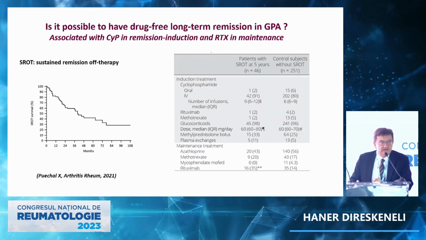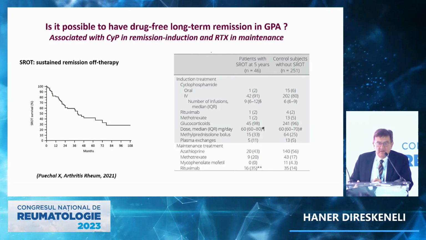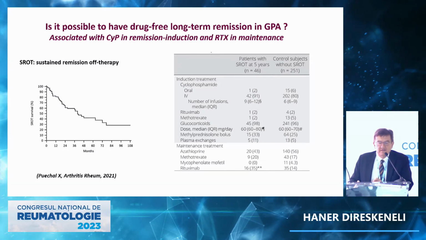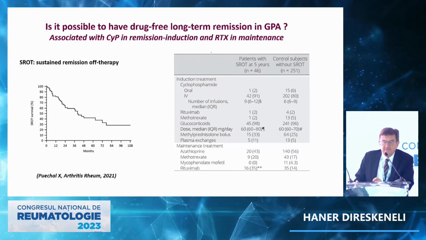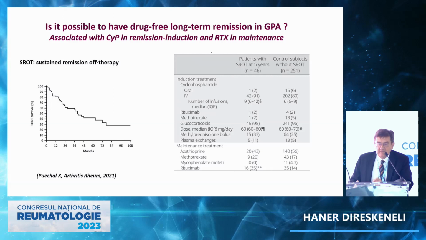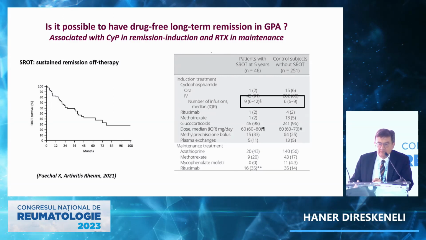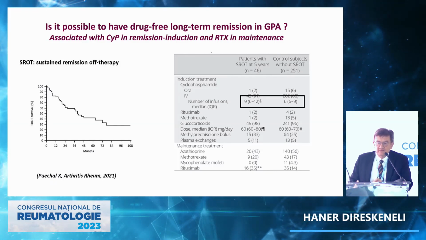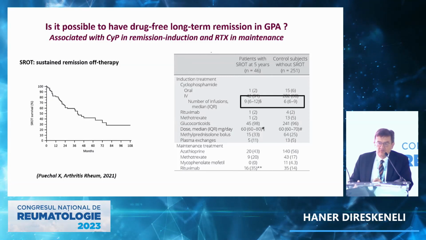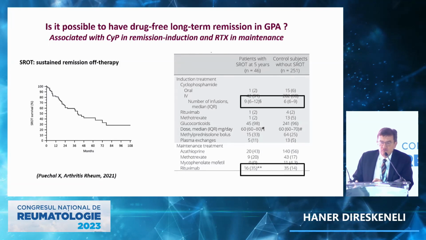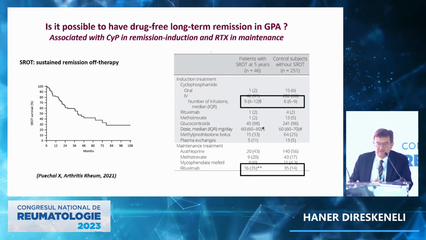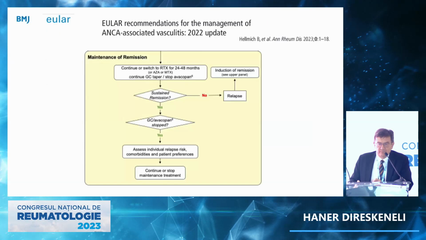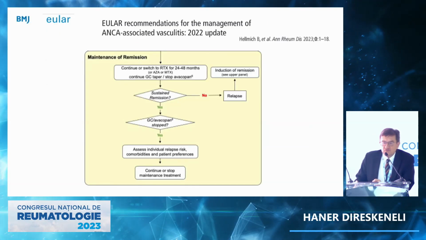Is it possible to have a drug-free long-term remission in GPA? This is defined as sustained remission off therapy, without therapy. And in the major French study, it was shown that it's only about 25% of the patients after 6 years. However, the characteristics of this small subset of patients are important because, similar to the relapse rate, the number of cyclophosphamide infusions is important in terms of sustained remission. And also, use of rituximab in remission instead of azathioprine or MMF is related to a better long-term course. So, what should we do in remission?